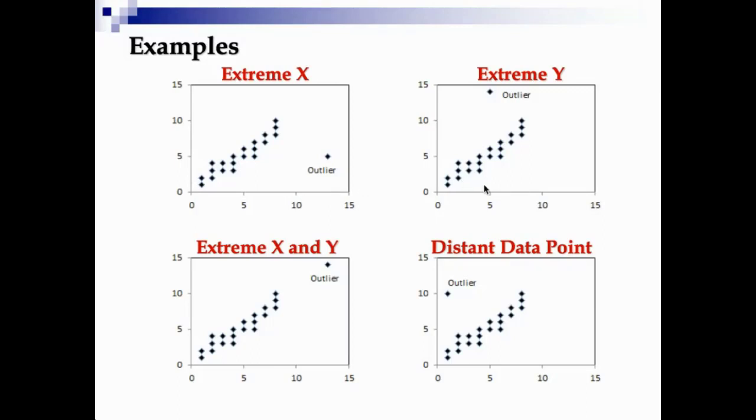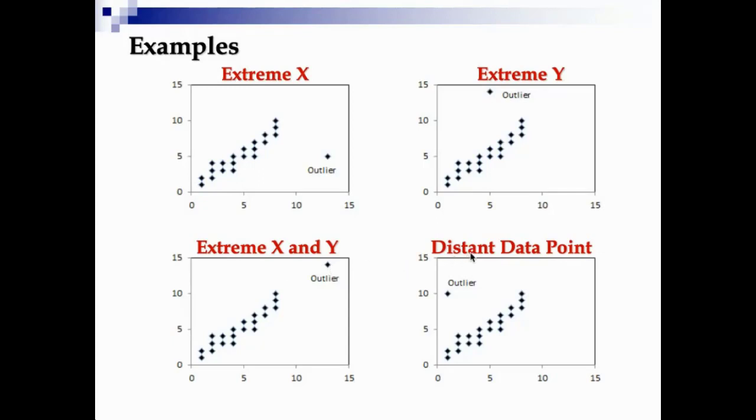You can have, of course, an extreme Y value. So something that is either really high or really low compared to the rest of the data points. This could be considered an outlier, and it's an outlier because, once again, it has an extreme Y value. It's not like the rest of the data points in terms of its Y value. It can also have an extreme X and Y value. In terms of its X value, it's really far. This outlier right here is really far to the right. It's also really high compared to the rest of these data points. So this outlier has an extreme X and an extreme Y.